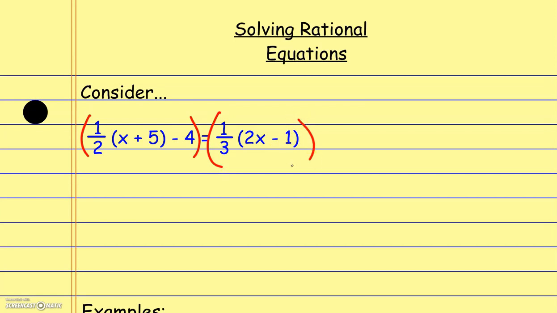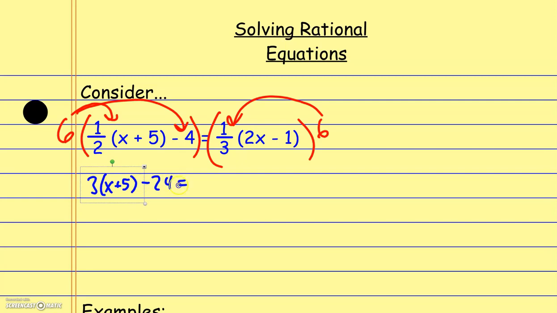And now I distribute this 6 on each side. Here I distribute it to this first piece and to this second piece. Here there's just one piece to multiply it by. What happens here is the 6 and the 1/2 end up giving me a 3, so I end up with 3 times the x plus 5 minus the 24. Over on the other side, I distribute, that's going to give me a 2 times the 2x minus 1. And so what happens here when we multiply through by the common denominator, all the fractions go away. And that's the key to this thing.